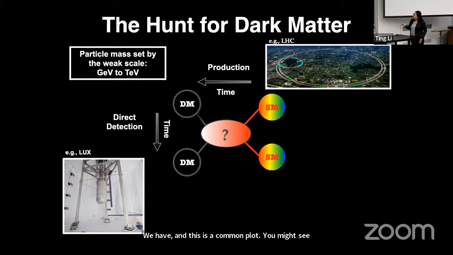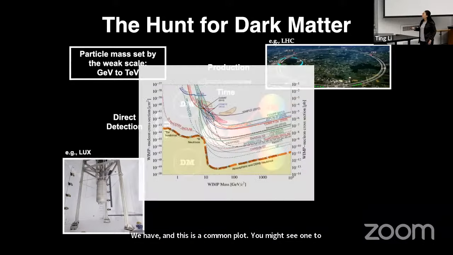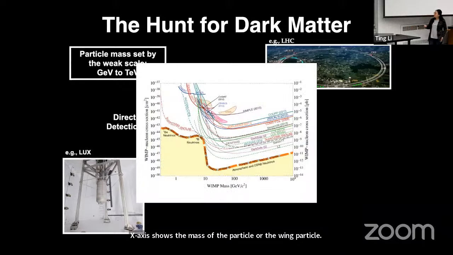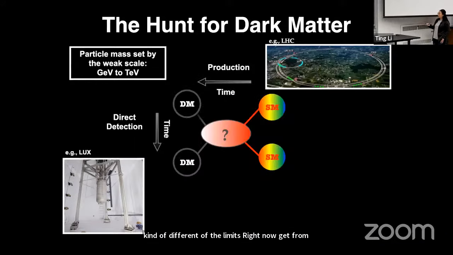This is a common plot you might see. The x-axis shows the mass of the WIMP particle, the weakly interacting massive particle. And the y-axis shows the cross section, so you can think of it as the chance of a dark matter particle interacting with a standard model particle. This shows the limits right now from different experiments, and some of you are probably working on that.